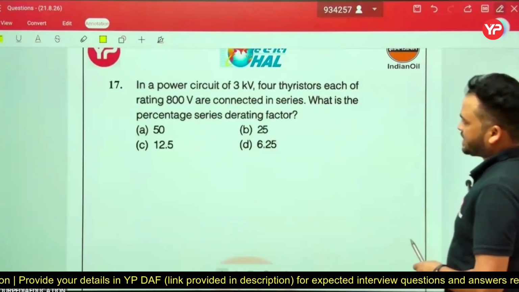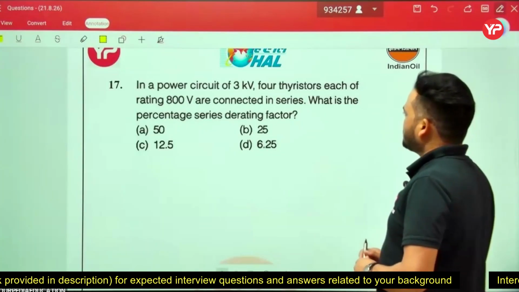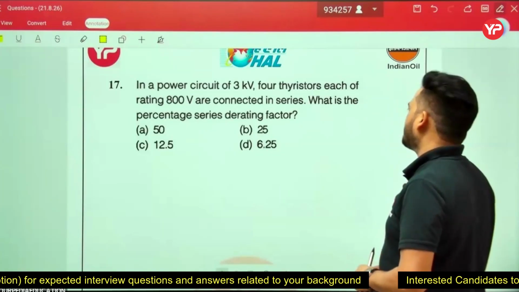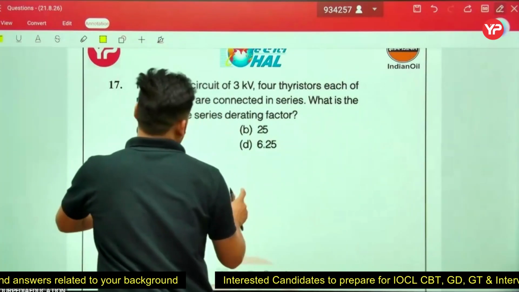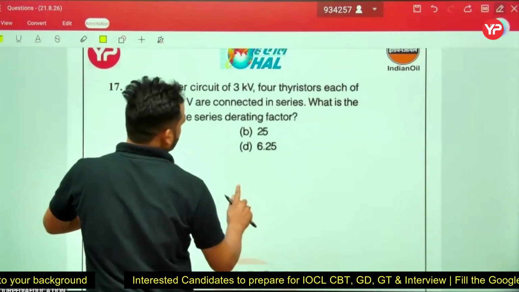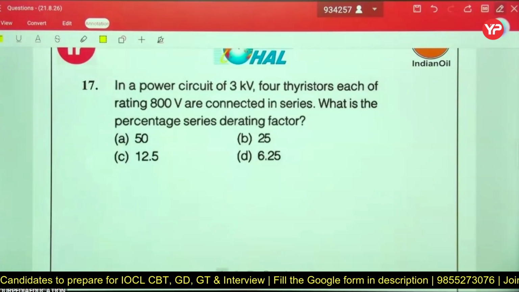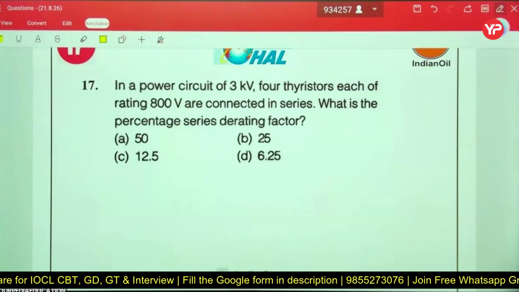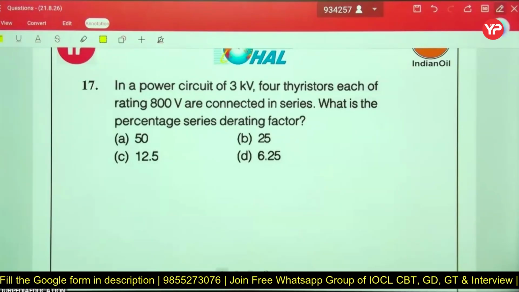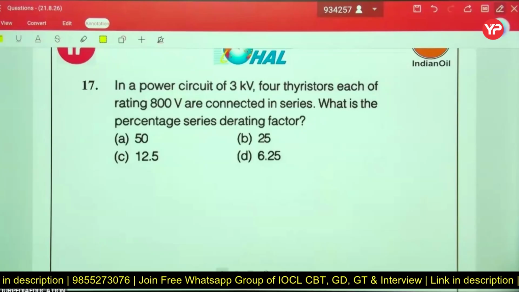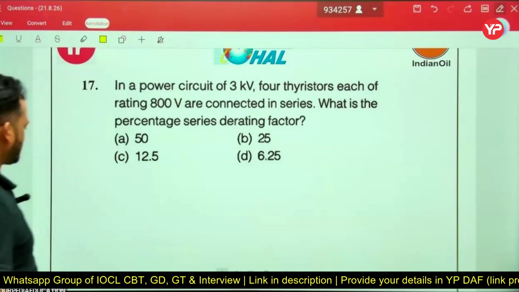In a power circuit, this question is also important. 3 kV, 4 thyristors, each of this rating, connected in series. What is the percentage series derating factor? Please solve. We solve the question.